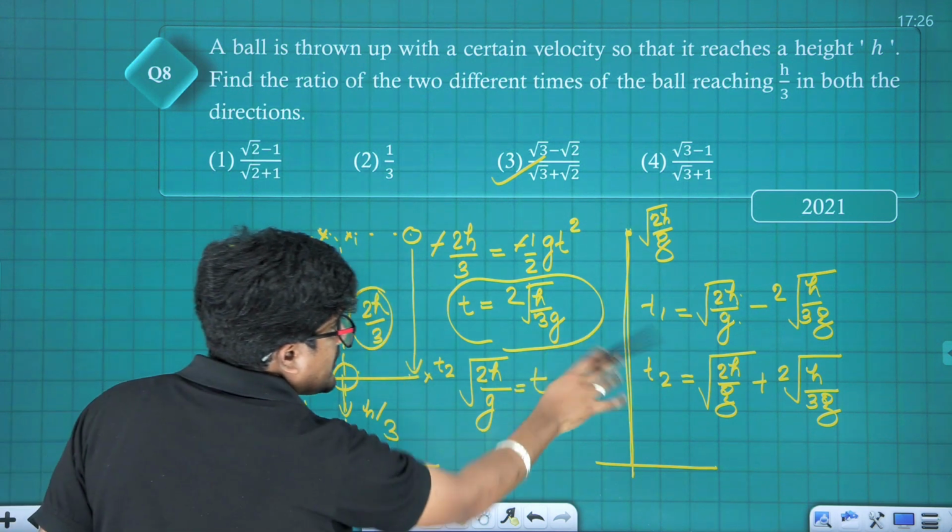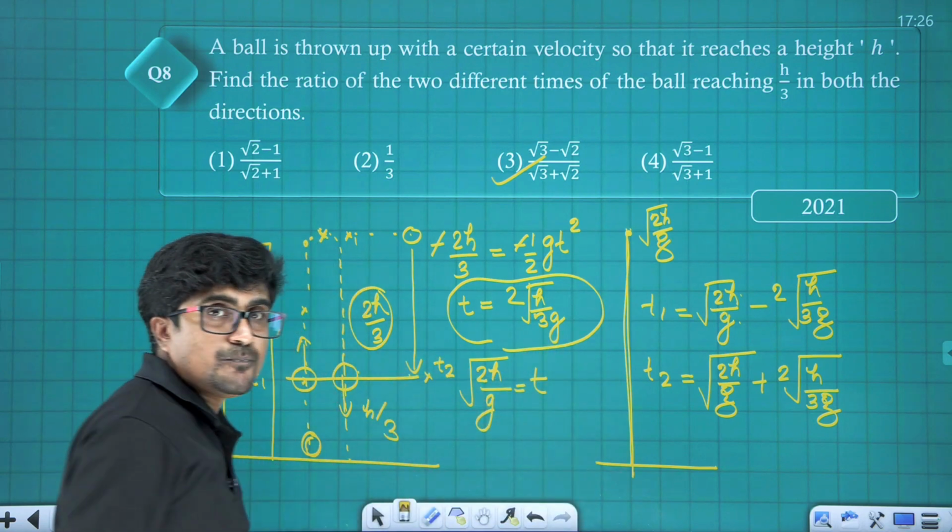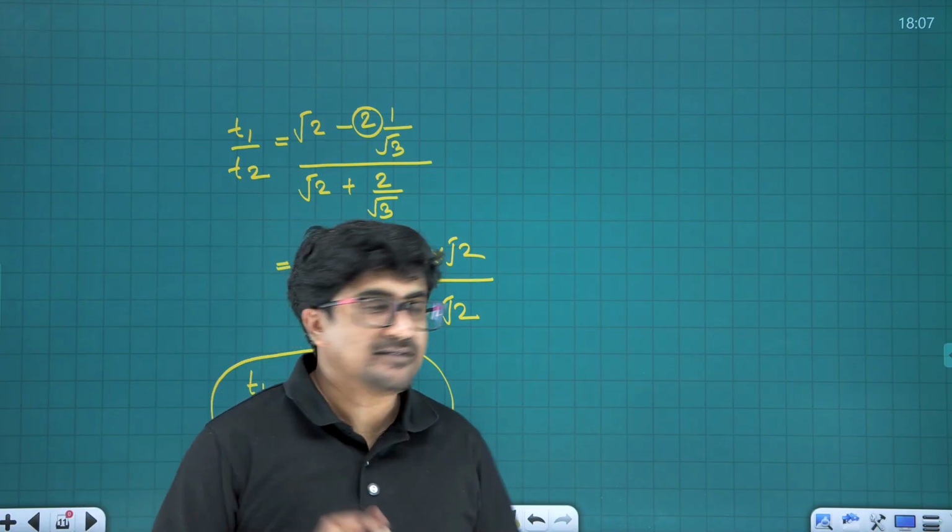So I just took that T1 plus T1 as well as T2, then I took the ratio. I hope you got it right. Next is question number 9.